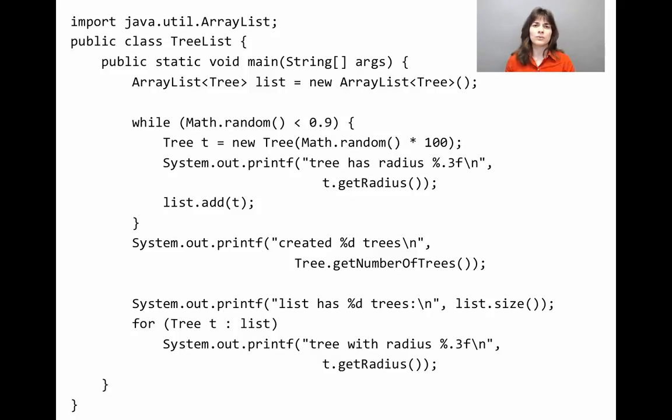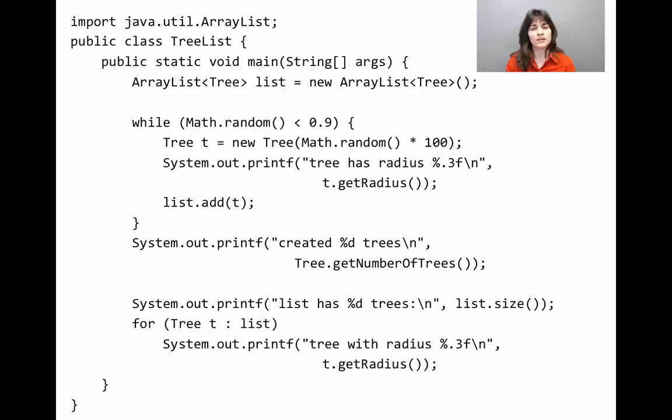Inside the while loop, we just create new Tree objects with random circumference. We are using the Math.random method. We are adding each of those trees to the array list, and then we use the static method getNumberOfTrees of the Tree class to print how many trees we have just created. We are also double checking that this is exactly the same value as we get from the size of the list. When we print those two numbers, those should be exactly the same.